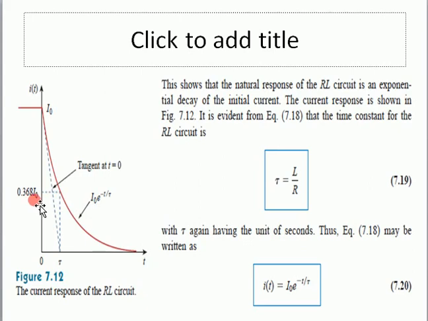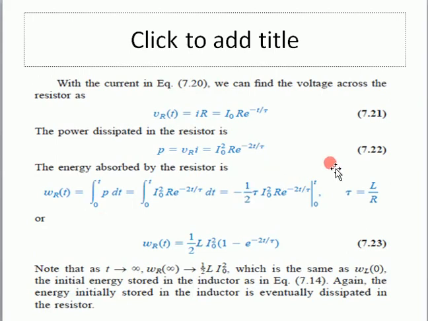That is the time constant for the RL circuit. So when we put the value of tau here, then I of t is equal to I naught e raised to the power minus t over tau. By putting this value, we get the voltage VR of t is equal to IR. But what is I? I is equal to I naught e raised to the power minus t over tau, and R is also present here. So VR of t is equal to I naught R e raised to the power minus t over tau.